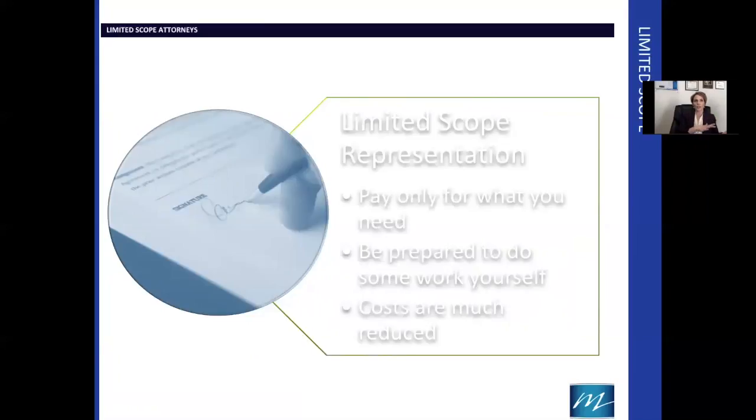So the most important thing in my mind, if you're using limited scope representation, which, by the way, as an aside, I think is a fantastic option for many, many people, is something to really consider. But what's most important here is to make sure you understand what's included and what isn't.